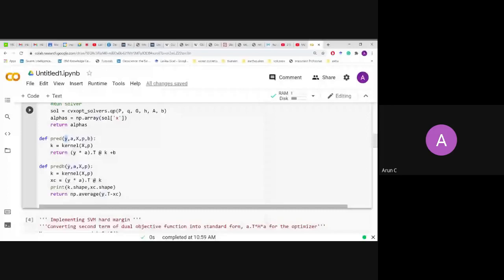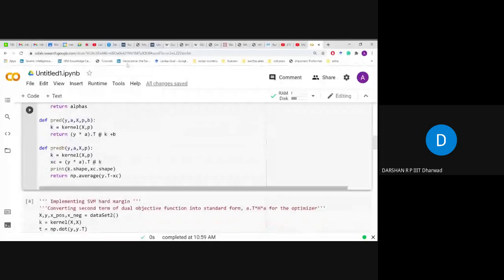And this code is to find out the value of B. In my lecture, I had told you that we can find an average. Here we have used this thing.